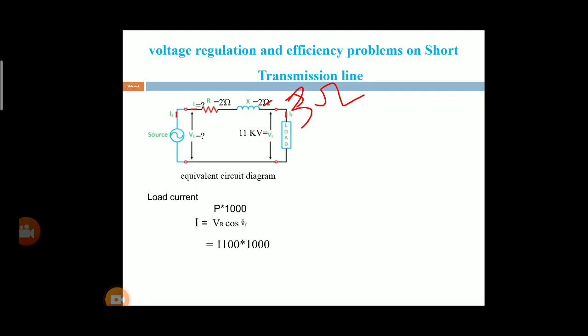Kilo means we consider it as 1000. VR is the 11 kilovolts. In the given data, VR is also there in the circuit: VR is equal to 11 kilovolts and the power factor is 0.8. Then we calculate the current I, which is equal to 125 amperes. This is the load current.